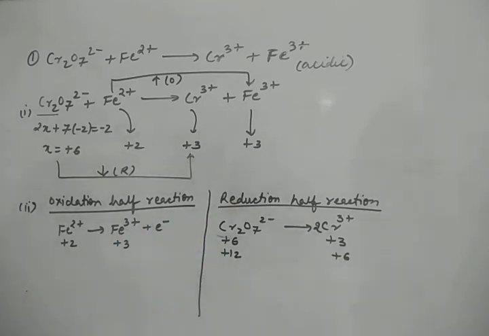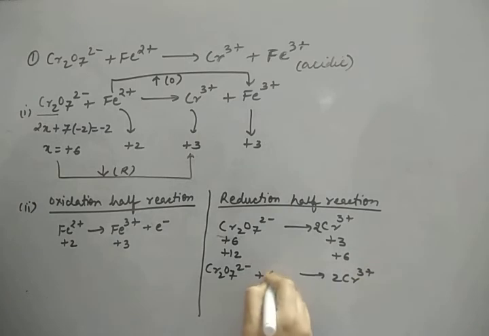Okay, so whatever is the number, multiply the oxidation state by that number. Now what is the difference? Cr2O7 2- gives 2 Cr3+. Now the difference is 6 electrons, so I will add 6 electrons here.